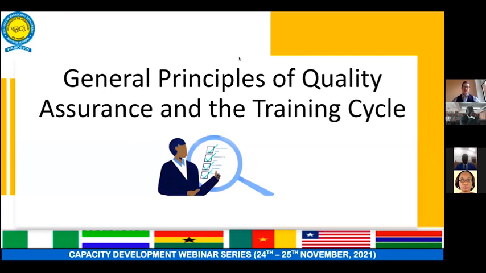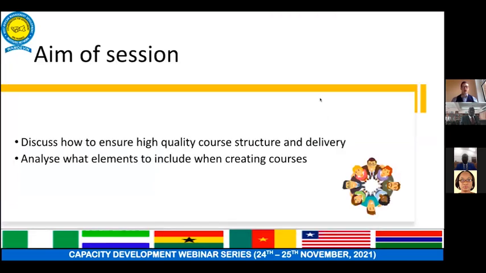So as I said already, our focus today is going to be looking at those general principles of quality assurance. And I know we have various different talks and conversations today in relation to quality assurance and the processes in some detail. So I'm not going to be taking anyone's thunder there, but I am also going to be talking about the training cycle in more detail. And that's our aim really today, is those twofold things.